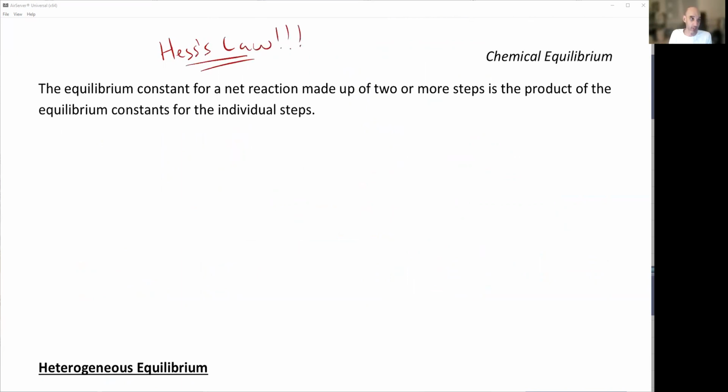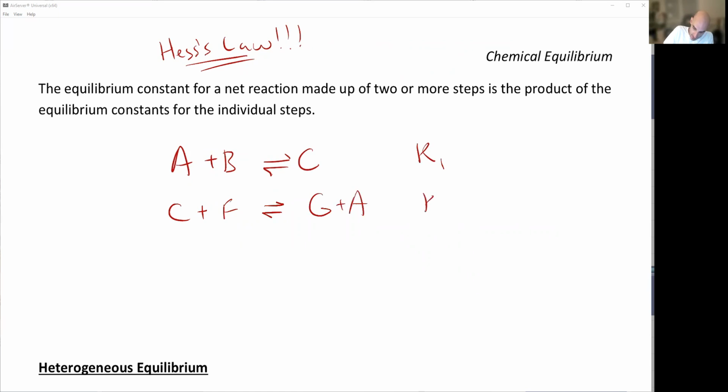It's going to help you hopefully get through this. So let's consider a reaction. If I have A plus B in equilibrium with C, we have some K value for this, K1. And then I have C plus F in equilibrium with G plus A. And this is my K2, capital K2.